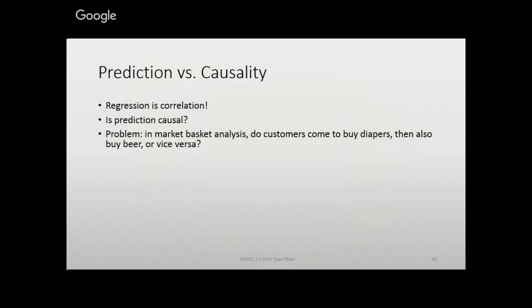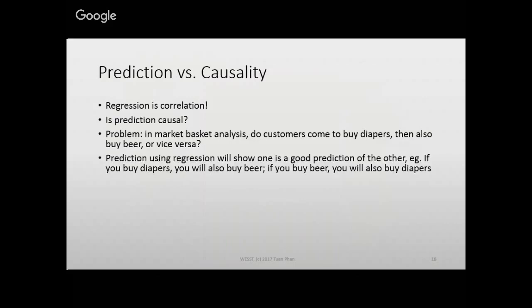Not so much. But there might be a couple of theories. Maybe the father's going to get some diapers and then also buys some beer, or maybe vice versa. Prediction will show that one is a good predictor of the other. If you buy diapers, you will also buy beer. If you buy beer, you also buy diapers. But is that going to be good enough?